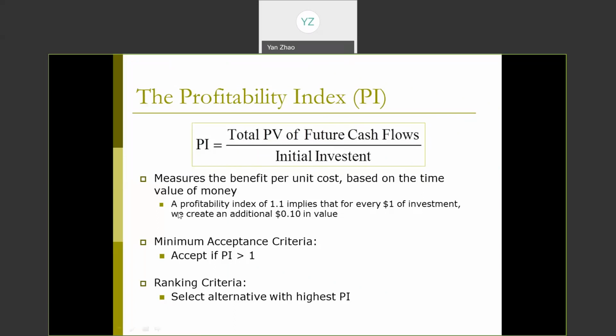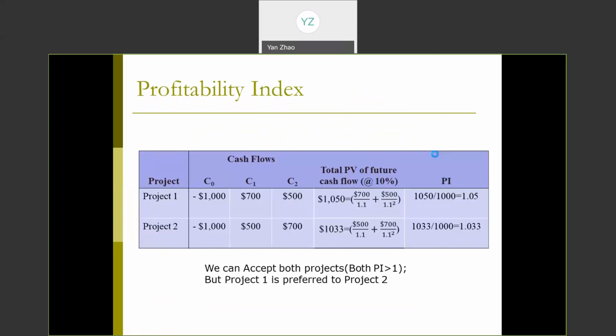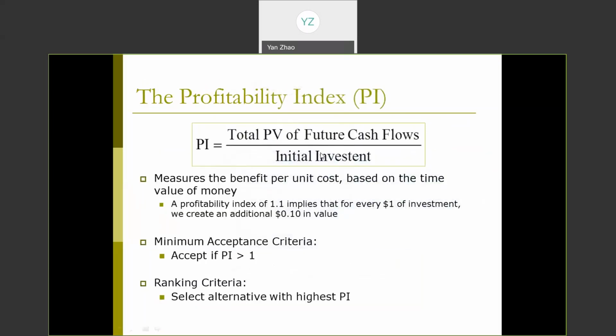For example, if you have a profitability index of 1.1, what does that mean? It means for every $1 of investment, you are creating an additional 10 cents in value. Think about that. If your initial investment is $1 and the total present value of the future cash flow is $1.1, the PI ratio will be 1.1, which means you are making 10 cents profit.